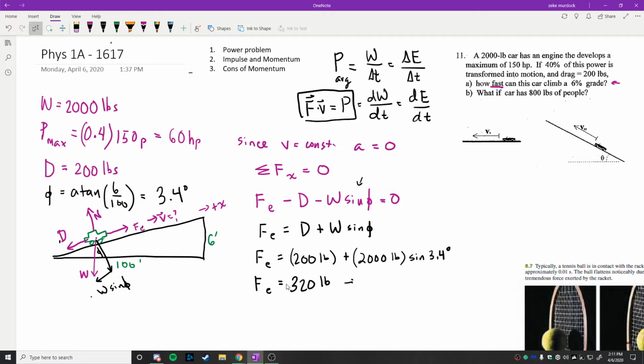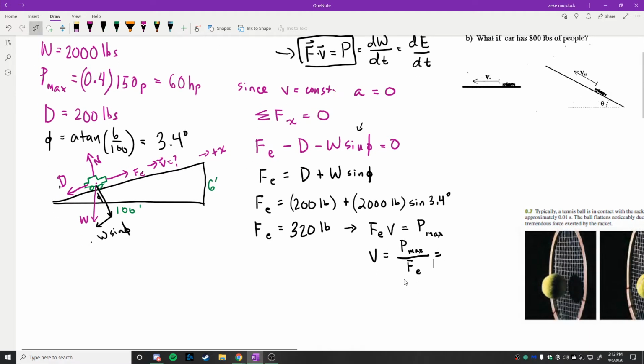And then all we need to do now to figure out how fast it can move is to use this right here, right? That's going to say that the force from the engine, since it's parallel to the velocity, is just times the velocity. The dot product becomes Fe times V, and that should be equal to the power coming from the engine, which in this case is going to be our maximum power output, because we want the max power output to find the max velocity. So the velocity is going to be equal to the max power divided by the force from the engine.